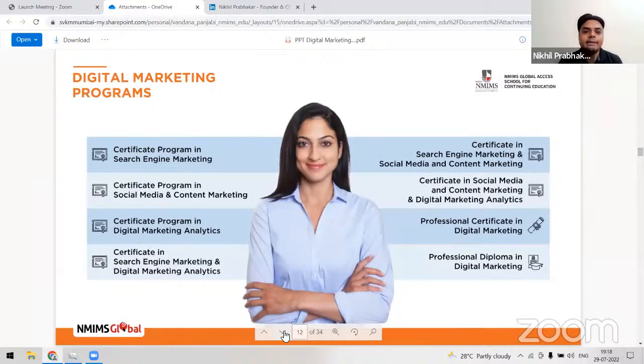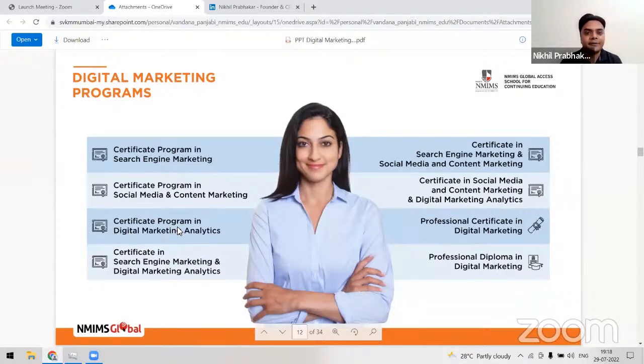If you also look at some of the programs, how things are structured or what you can expect, these are the certificate programs which have been created. There are specific domains. For example, if you want to get into search engine marketing, probably you're looking forward to a certificate program in search engine marketing. Similarly, for social media and content, there is a separate program. Then there are some people who will be very good with numbers, or you would want to get into digital marketing analytics or business analytics.